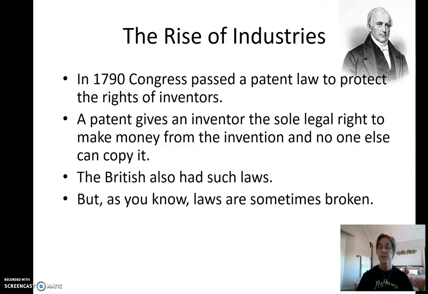So pretend that Whitney needs money to start up a company. He goes out and he gets investors to help him start up his company. And if he comes up with an idea, then no one else can copy it because of the patent law, and only he and his investors can make money from it. Britain also has those laws, but as you know, like I said at the bottom, laws are made to be broken. I mean, people get around them.